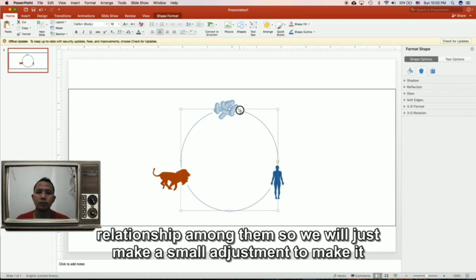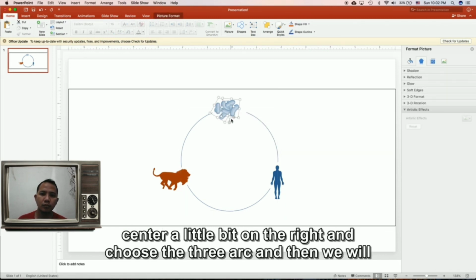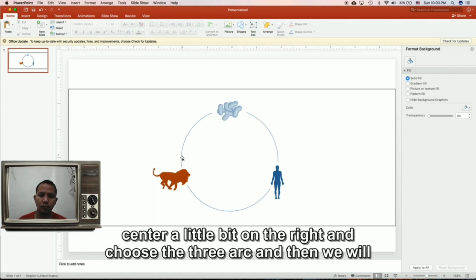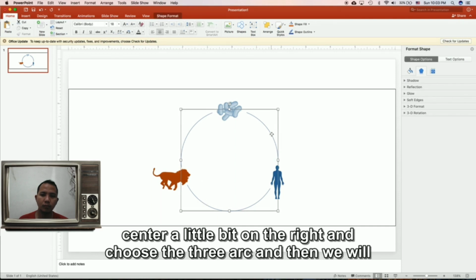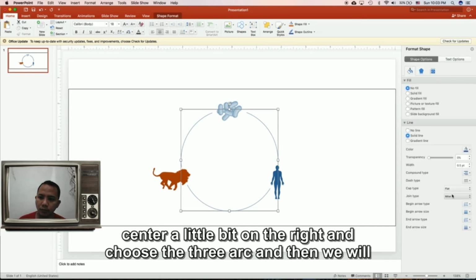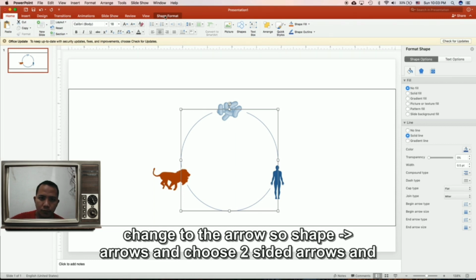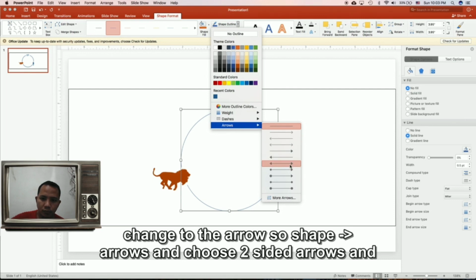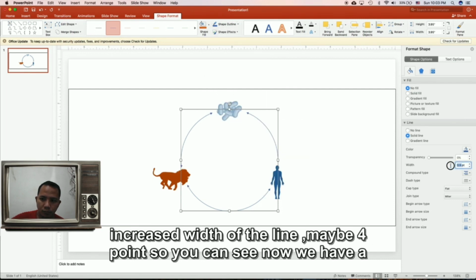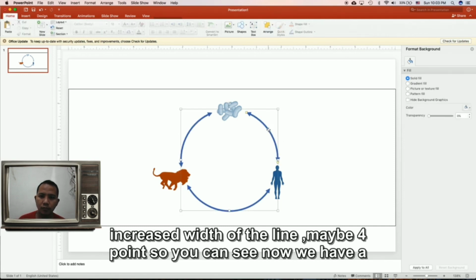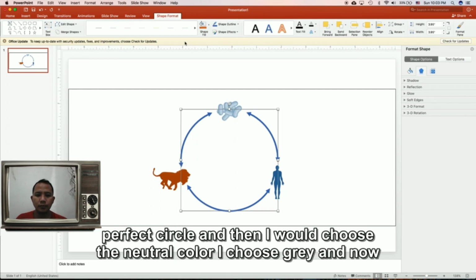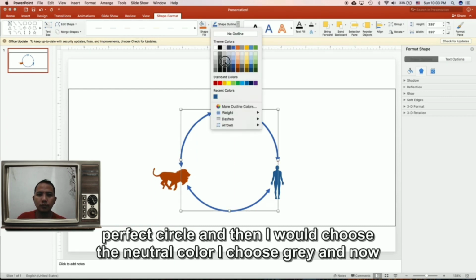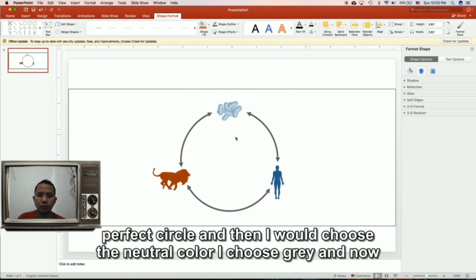So we will just make a small adjustment to center it, a little bit to the right, and choose the three arcs, and then we will change to the arrow. So shape arrows, choose two-sided arrows, and increase the width of the line maybe to 4 points. So you can see now we have a perfect circle. And then I would choose a neutral color. I choose gray.